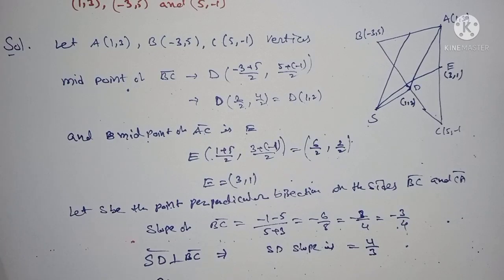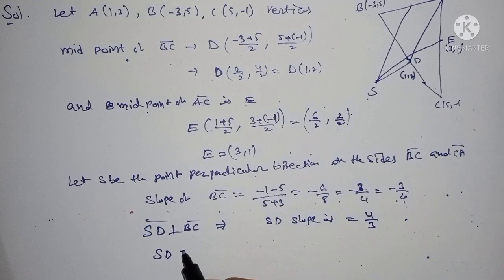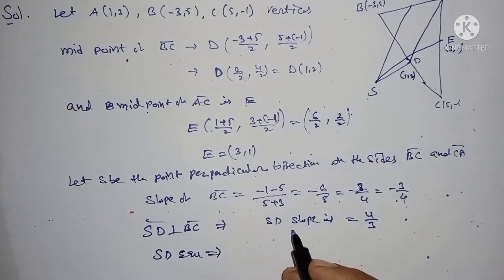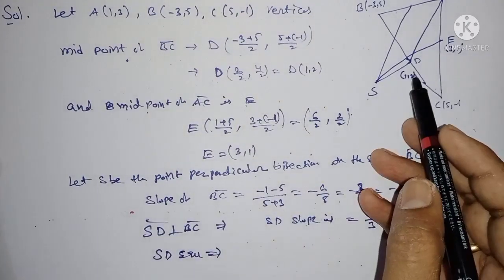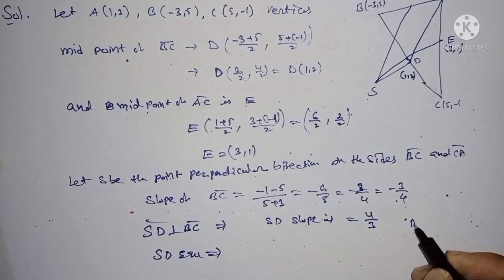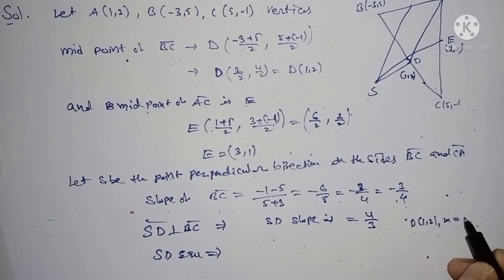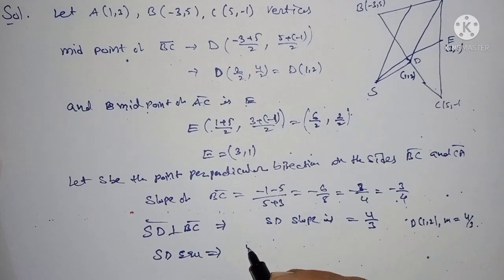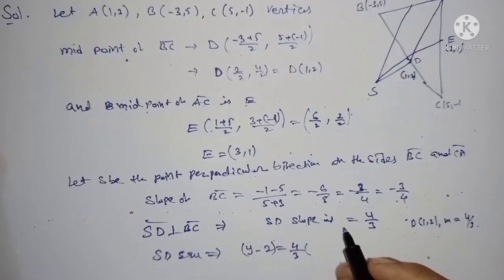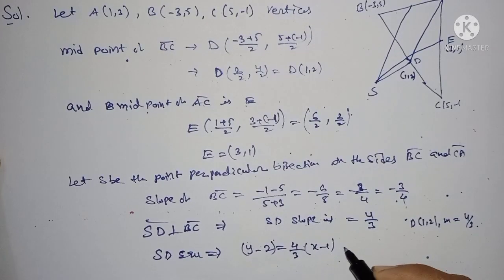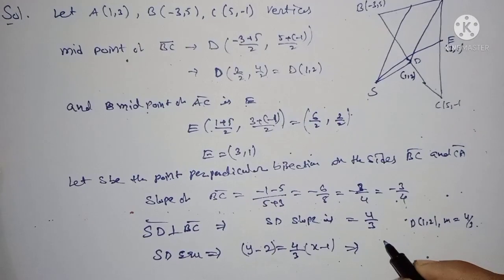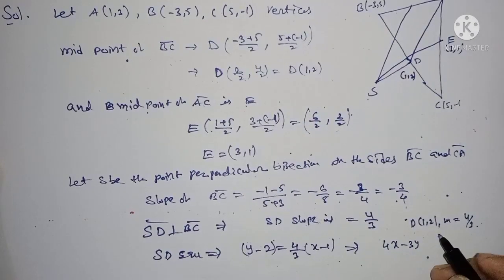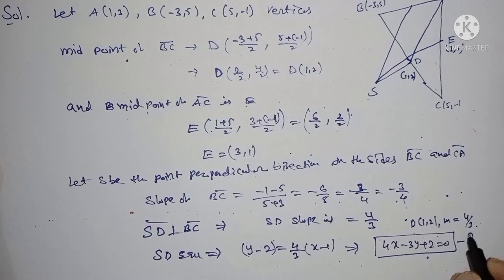What is the SD equation? It passes through D, that is (1, 2), and m is 4/3. Therefore y minus 2 is equal to 4/3 of (x minus 1). You can simplify, and you get 4x minus 3y plus 2 is equal to 0. This is our SD equation, the first equation.